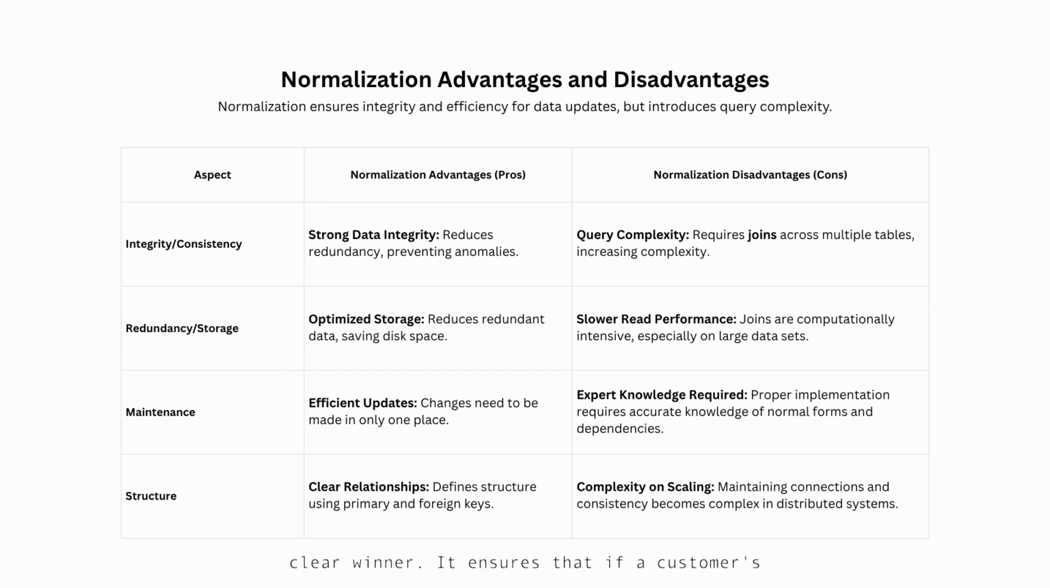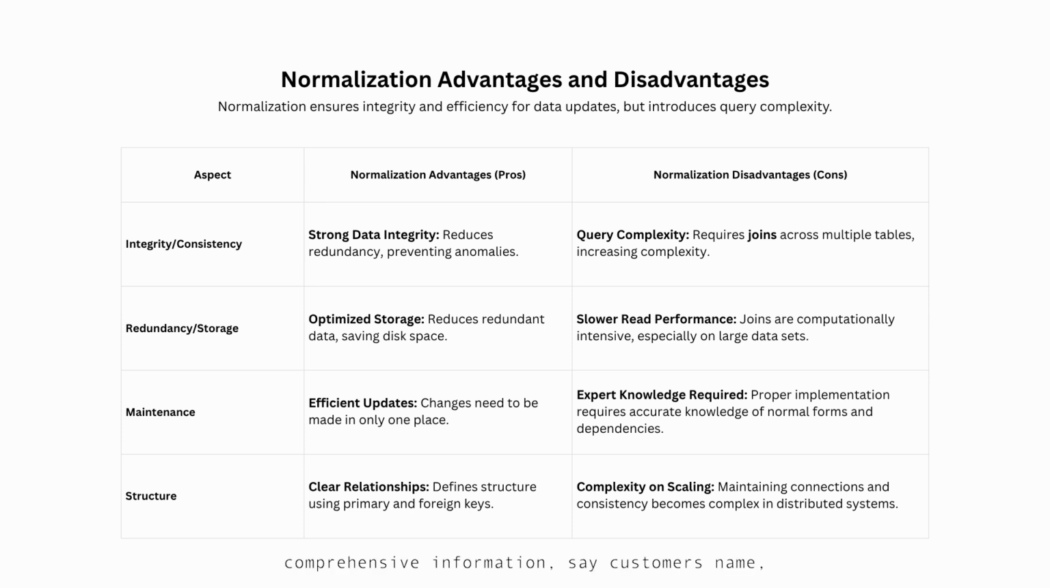It ensures that when a customer's address changes, you update it once, the customer record stays consistent, and all the records remain consistent. This is crucial for systems like banking, inventory management, or CRM. However, normalizing data breaks it into many smaller, narrower tables. This is the cost of integrity.